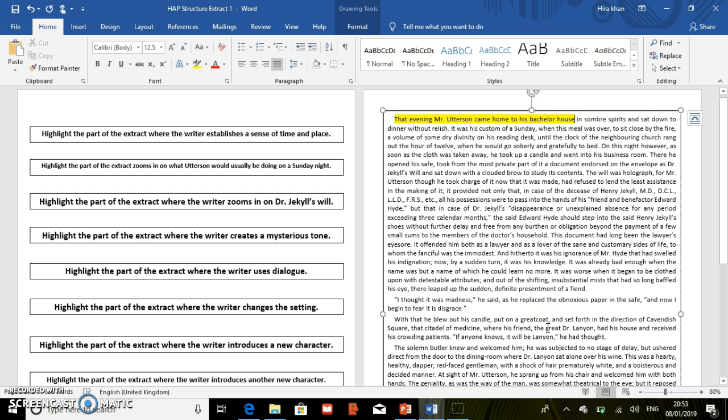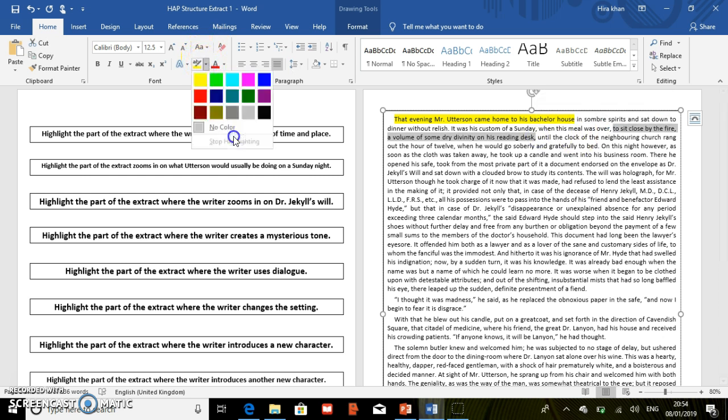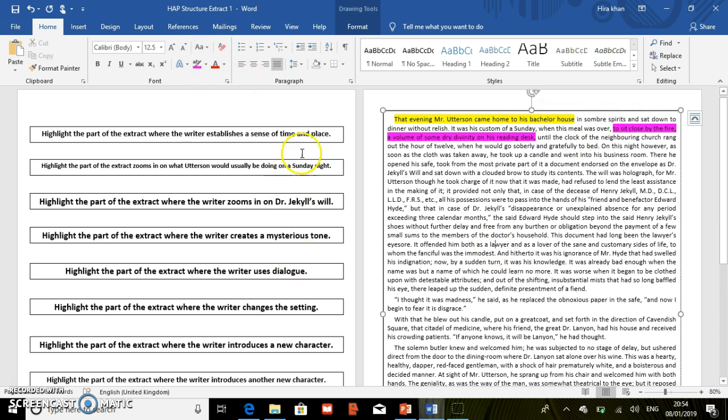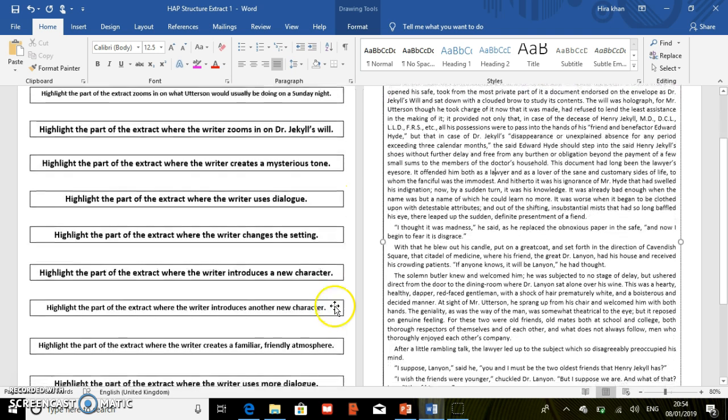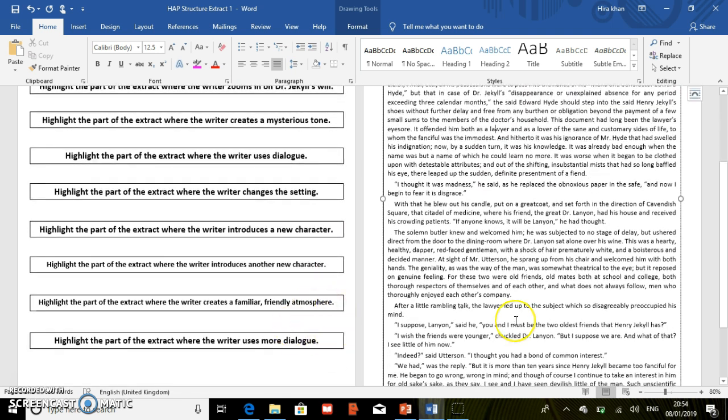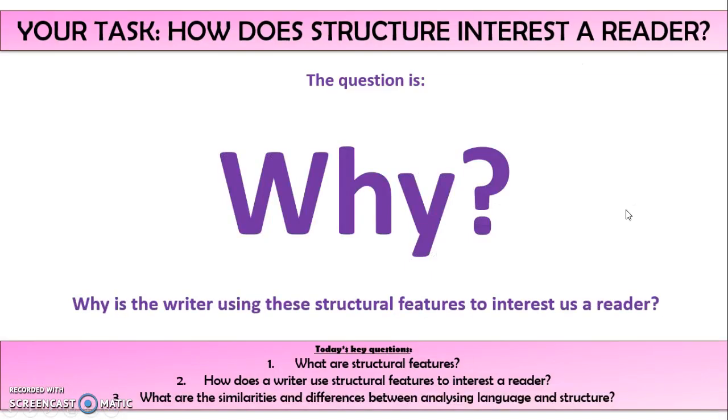Maybe in a different colour, zoom in to parts of the extract, especially on what Utterson would usually be doing on a Sunday night. So it was his custom on a Sunday when this meal was over to sit close by the fire. So maybe something around here in a different colour, and so forth. Okay, so I'm not going to actually do it for you. So work through all of these right to the bottom, because they're all focusing on structure, which is of course today's aim. So well done so far.